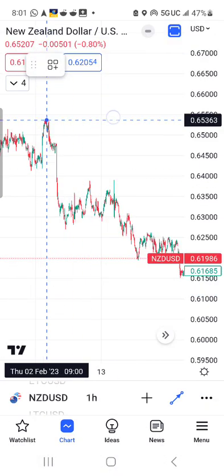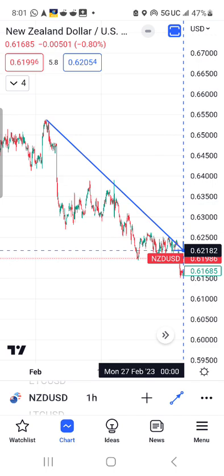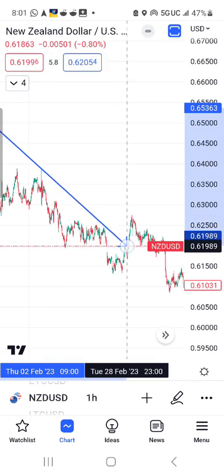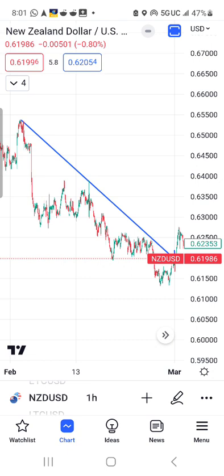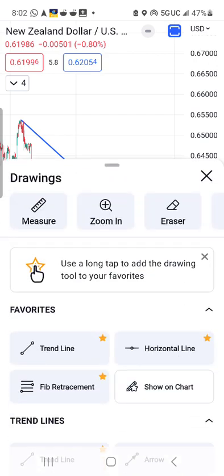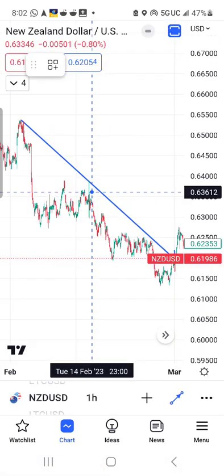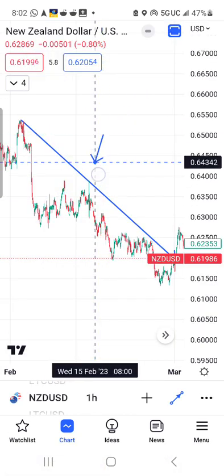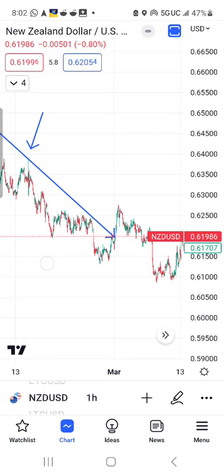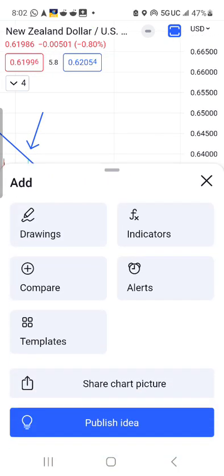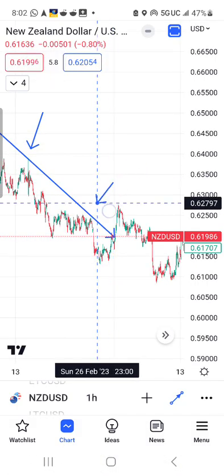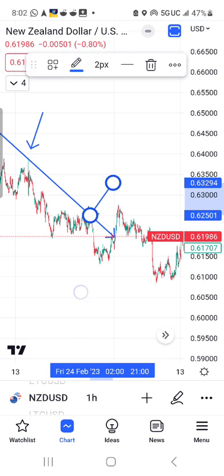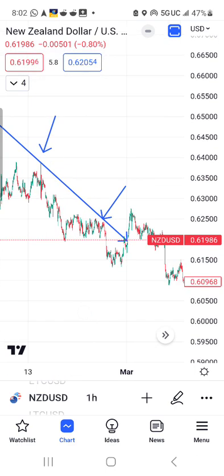So for example, if we take this right here, you see that price is making a downtrend, but if you look at that, price reacts to this region. Price always reacts to these regions. See that price reacts to this region, it bounces off from here, and again right here, it bounces off from right here too. So that's what a trend line is in Forex trading.